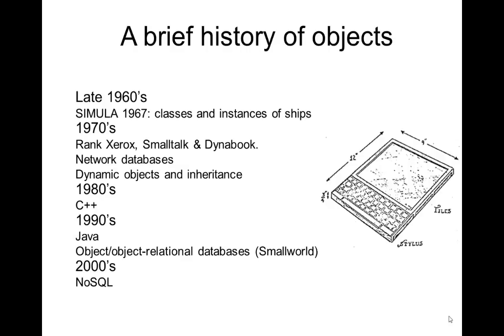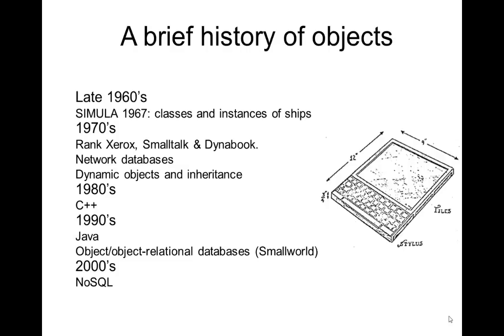An object database is a database that stores objects, not surprisingly. An object relational database is objects stored in a relational database. So you've got this layer on top of your relational database which manages the objects, but the objects themselves are actually stored in a relational database underneath. And Small World was an example of that.